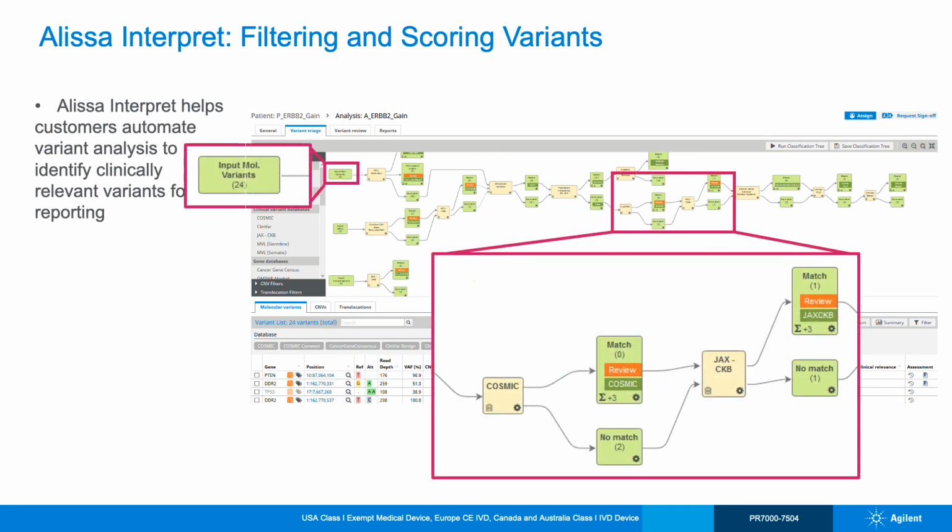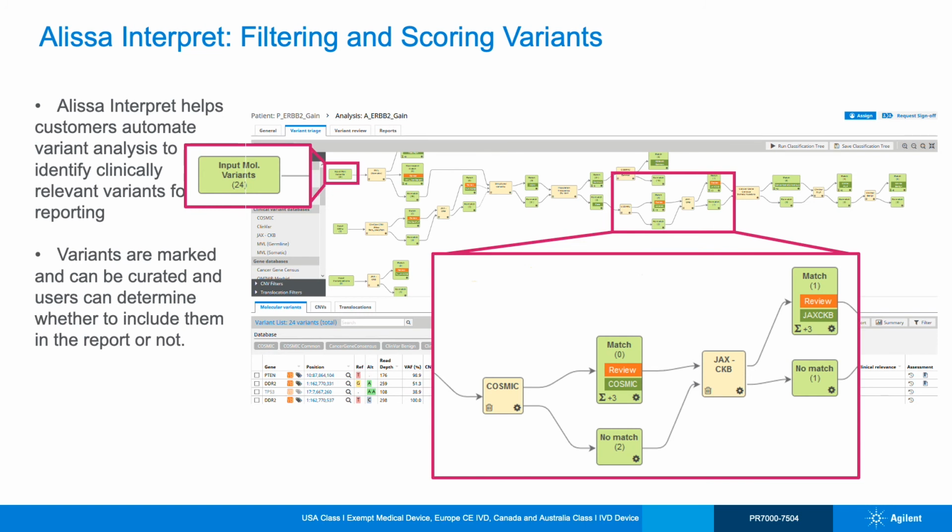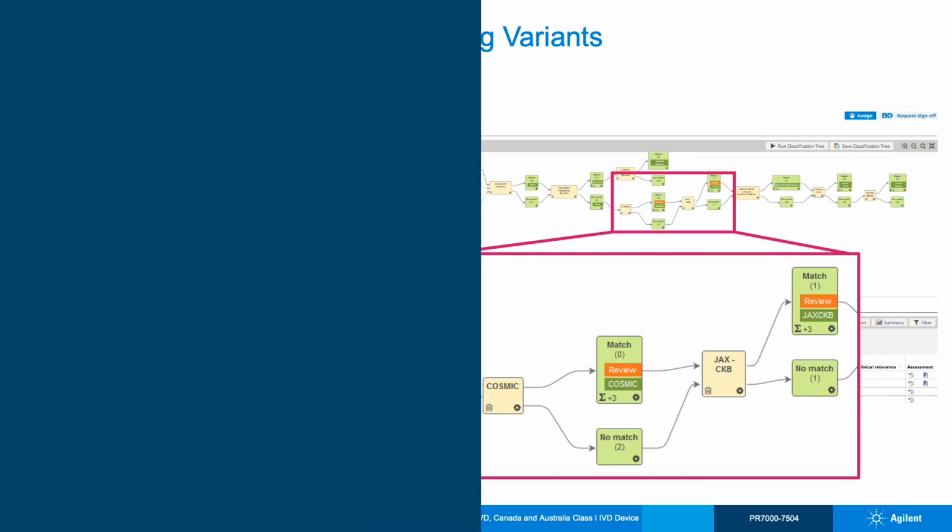Taking a brief look at how Alyssa Interpret processes your molecular variants, CNVs, and translocations, Alyssa Interpret will input all of the variants that were identified from your secondary analysis pipeline and run them through a series of filters to help you decide which variants will be curated and whether or not these variants will be included in the report. Alyssa Interpret can help you get from a long list of variants down to just a short list that requires a deep dive through the literature and clinical databases.